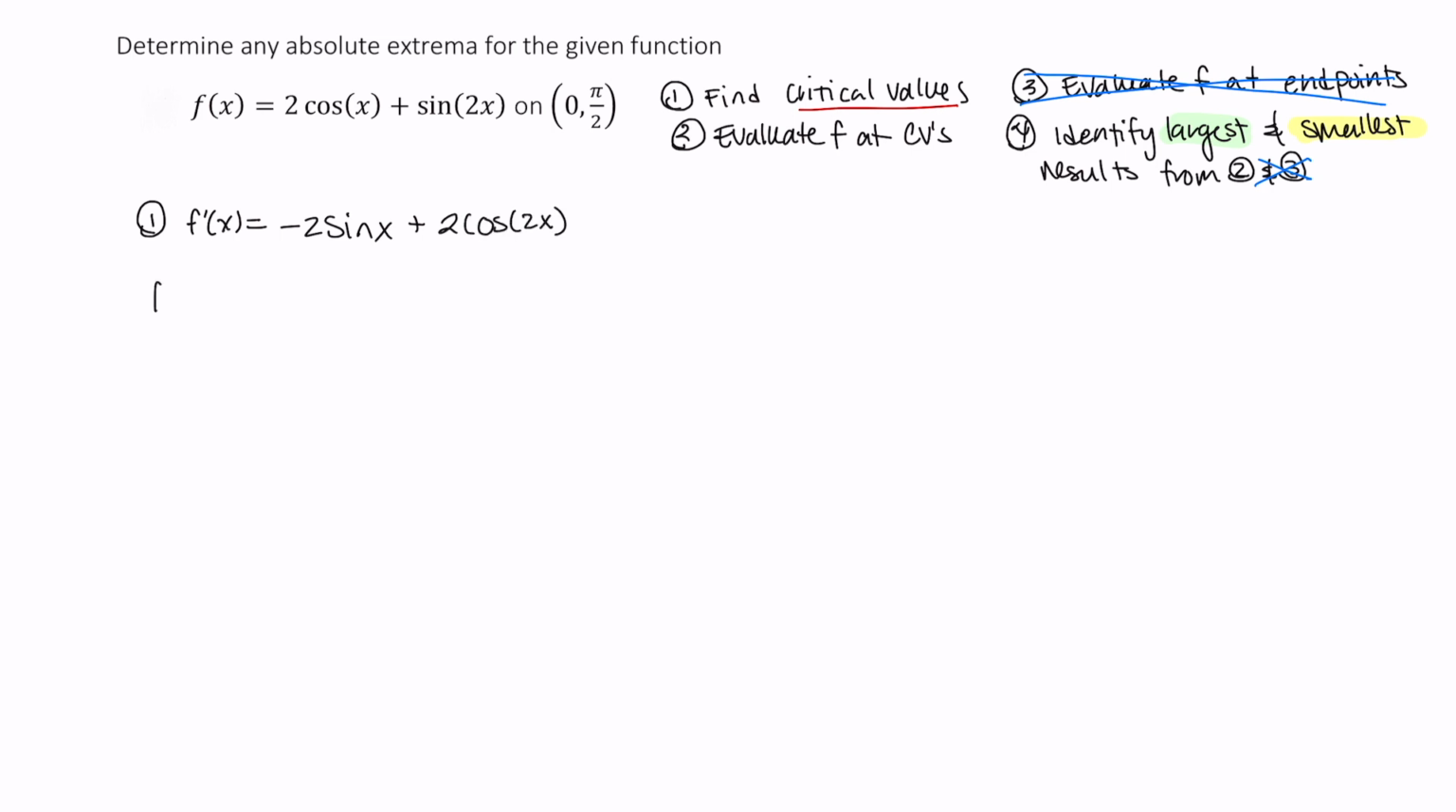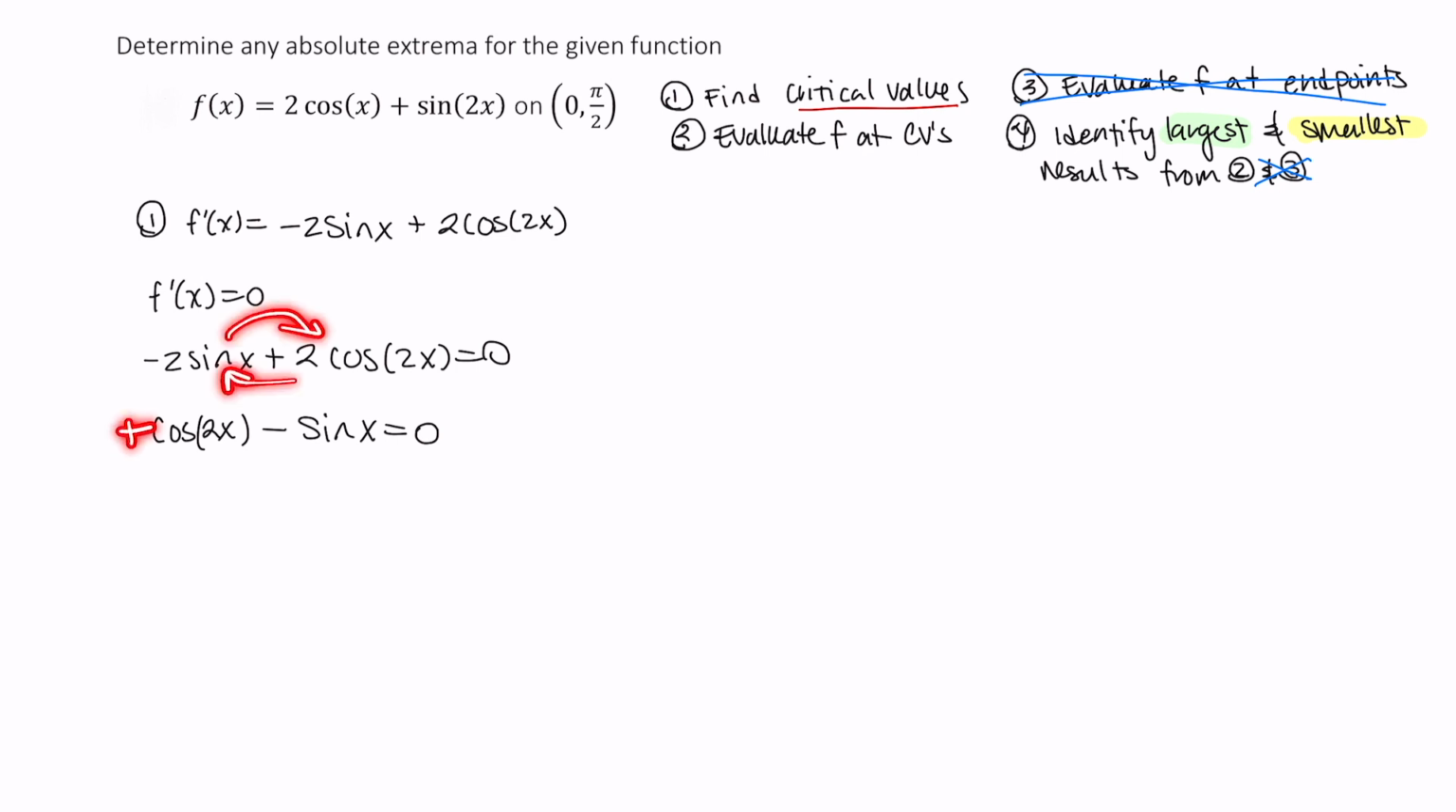So let's look at where f prime of x is equal to 0. That is where negative 2 sine x plus 2 cosine 2x is equal to 0. Well, the first thing I can do is divide both sides by 2 to get cosine 2x minus sine x equals 0. And of course, I also rearranged these. I like having the positive value first on the left.